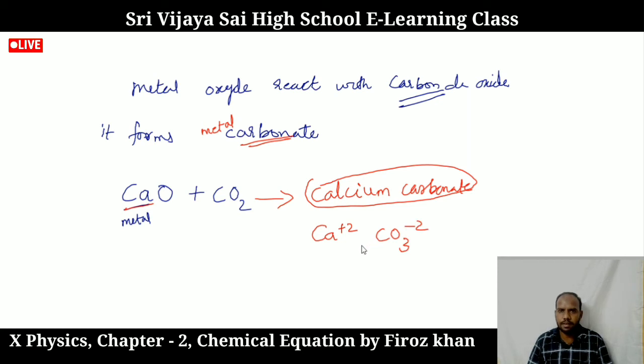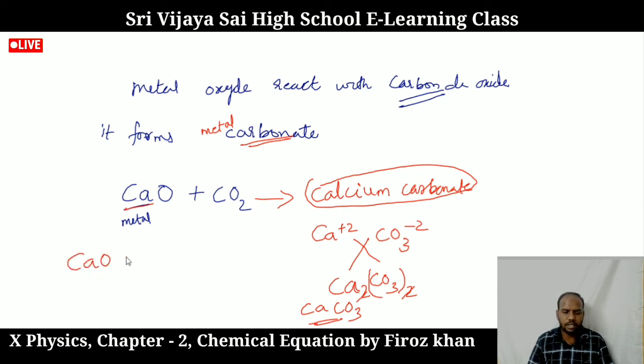We did this in the previous class, how to do the crisscross. If you don't know, or you want to learn again, you can contact me personally, then I will teach you. Okay? So calcium we have written, this 2 should be here, and carbonate CO3, this 2 should be at the bracket here. And we know this 2 will be cancelled. So the final answer is CaCO3. So in place of here we should write, for example, calcium oxide reacts with carbon dioxide, forming calcium carbonate. Did you understand, children? Okay.